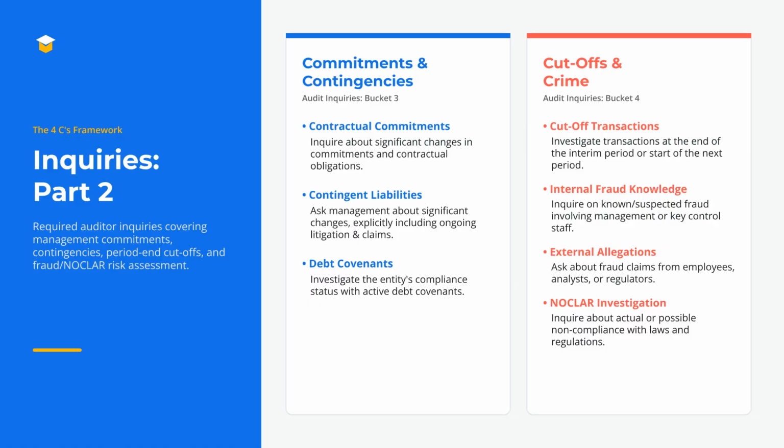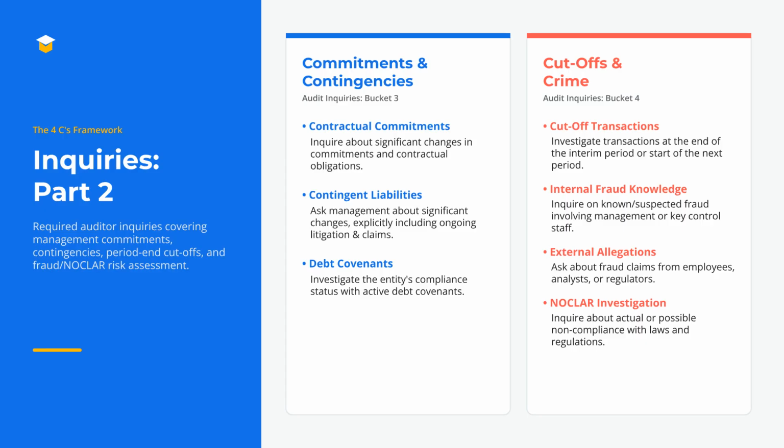Bucket 3 focuses on commitments and contingencies. You need to inquire about significant changes in contractual commitments and contingent liabilities, explicitly including ongoing litigation and claims. Also, investigate the entity's compliance status with active debt covenants. Bucket 4 is cutoffs and crime. Investigate cutoff transactions at the end of the interim period or the start of the next period.